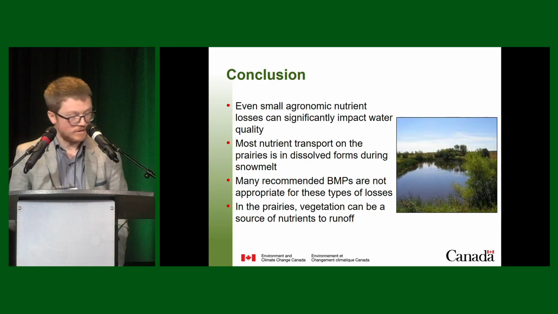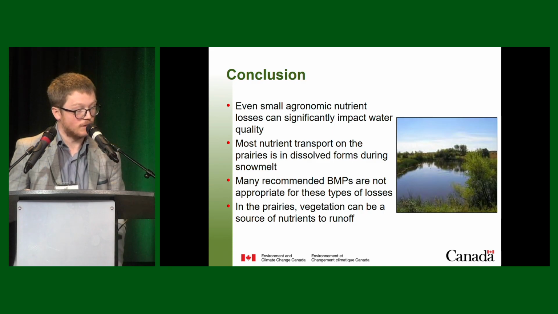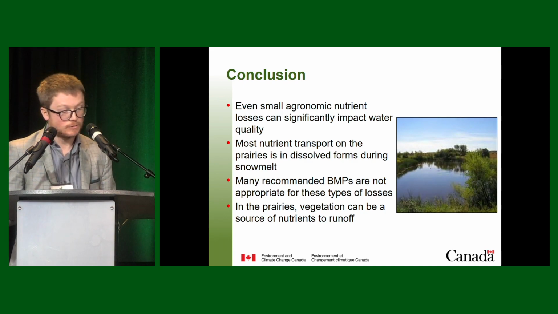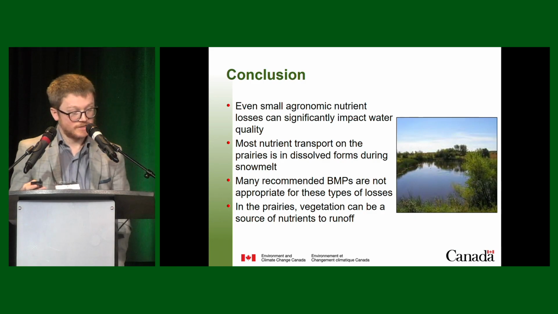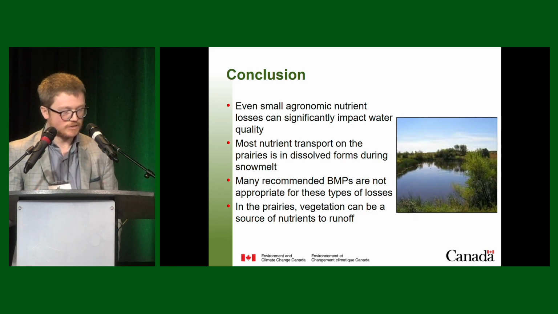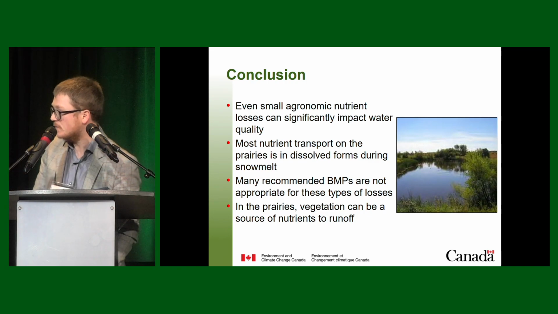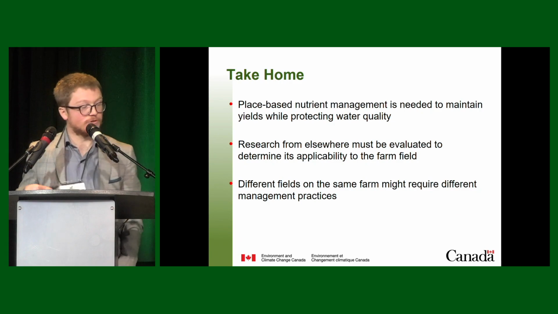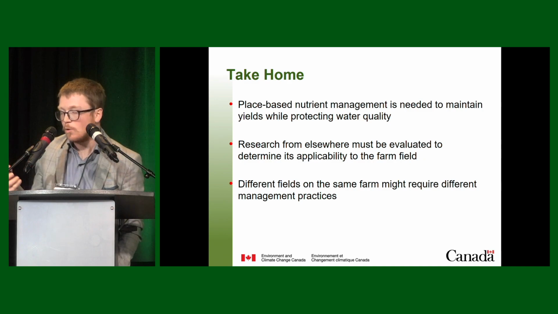So just wrapping up the presentation in general, we can see that even small agronomic nutrient losses can significantly impact water quality. Most of the nutrient transport in the prairies is due to dissolved forms in the snowmelt water. Many of the BMPs that are appropriate in other jurisdictions may not be appropriate for our jurisdiction due to our unique conditions. And vegetation can be a significant contributor under our climate.